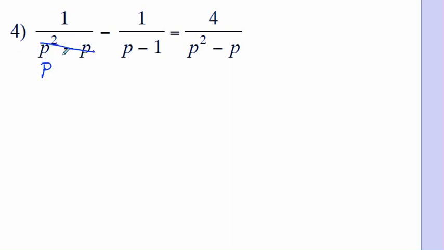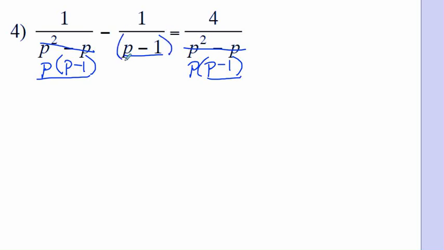If I take a p out of this expression, I'm left with p minus 1. This I can't factor. If I take a p out of this expression, I'm left with p times the quantity p minus 1. So now, looking for a common denominator, I can see I have the quantity p minus 1. So that tells me I have to multiply only this fraction by p over p to get the common denominator. So let's do that.